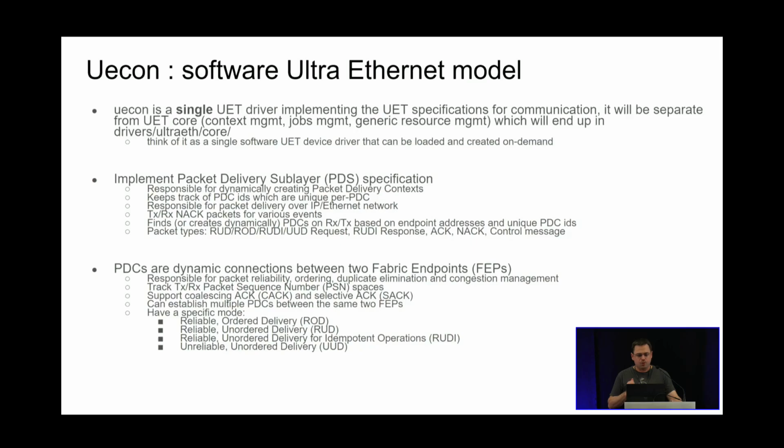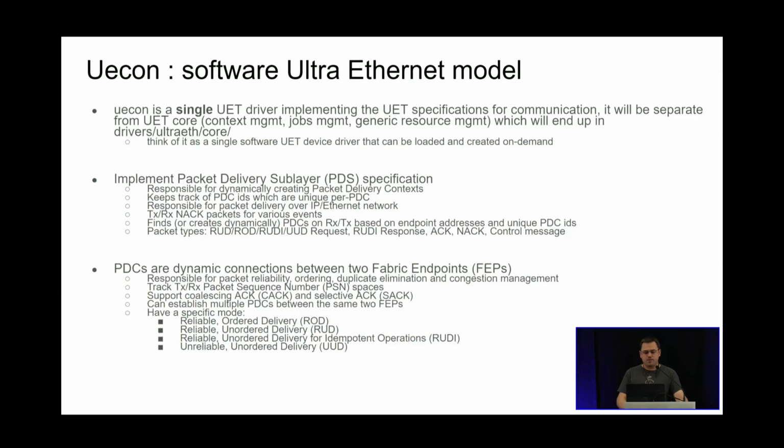So we have a pretty quick, so to speak, handshake. The PDCs track the transmit and receive packet sequence number spaces. So we have packet sequence numbers per packet. That is used for retransmits, for tracking if we lost anything, and even for ordering if ordered mode is used.